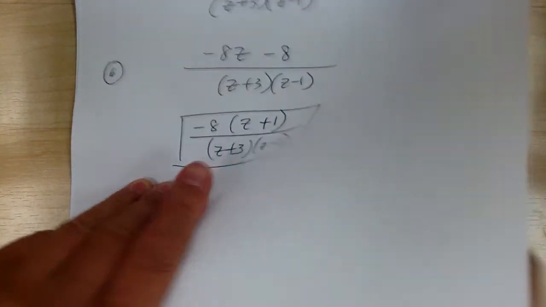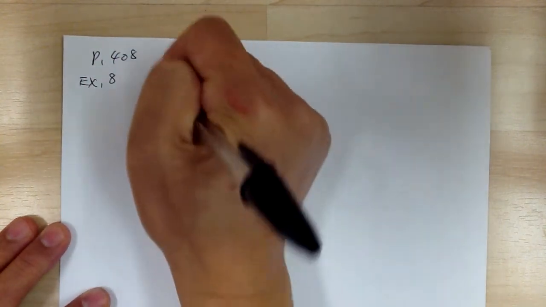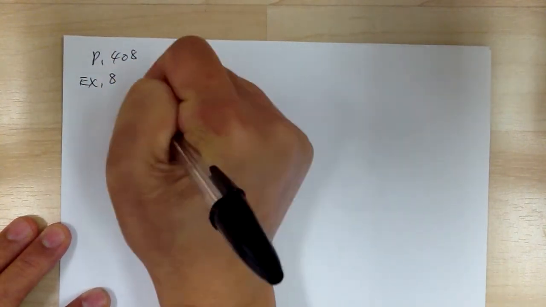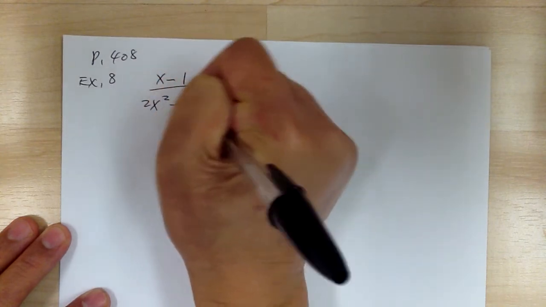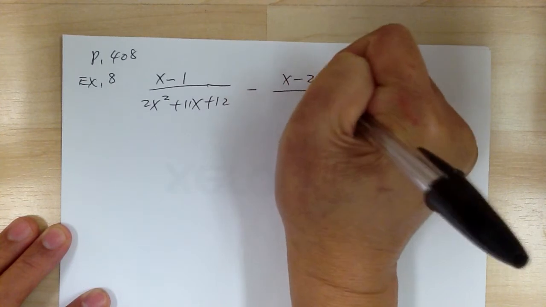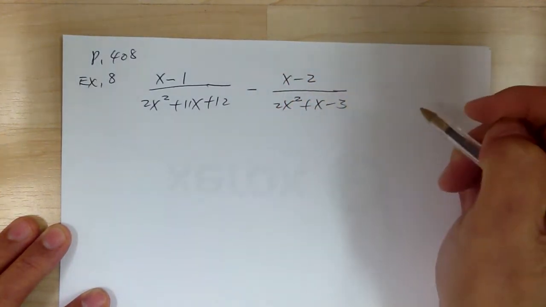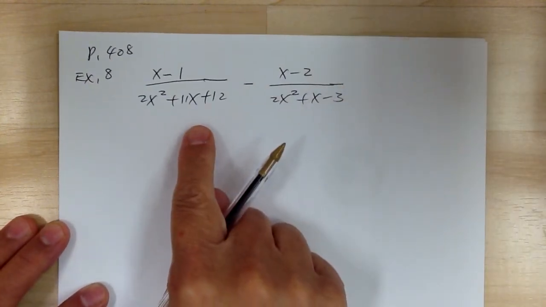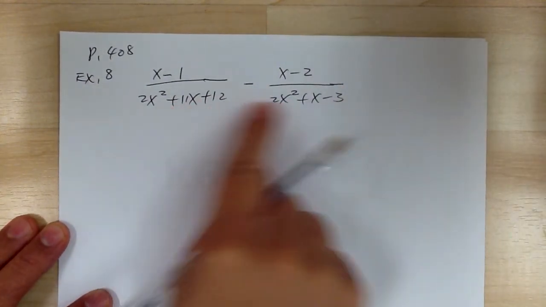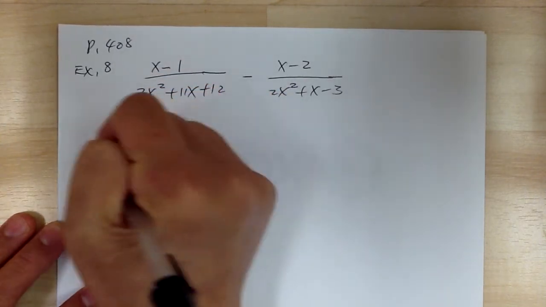Okay, let's go to example 8. Okay, example 8, you have x minus 1 over 2x squared plus 11x plus 12 minus x minus 2 over 2x squared plus x minus 3. Okay, so before we get the LCD, you need to go and factor all these first, right? Again, because of the squares, you have to factor before you can figure out your LCD.